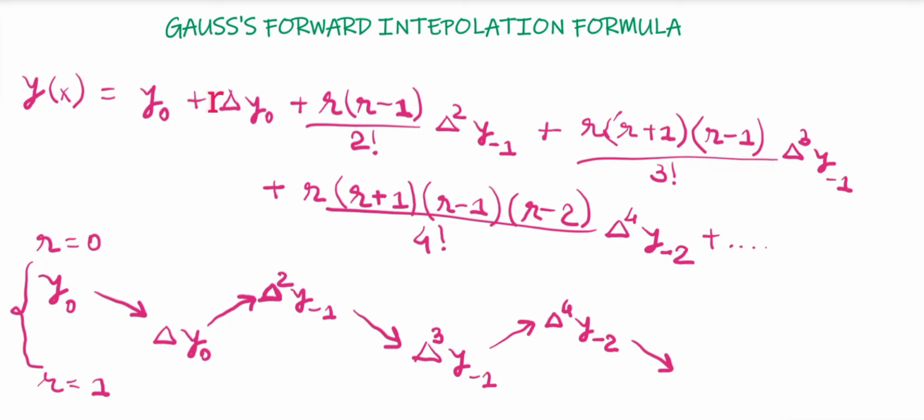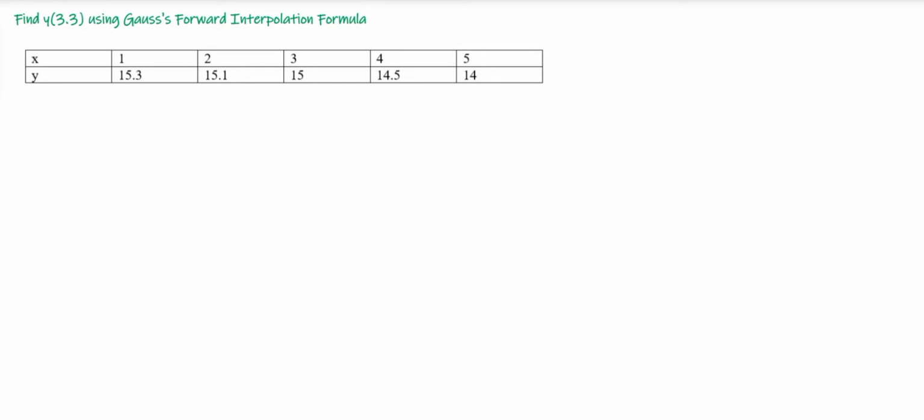Now let's see this with the help of an example. Find y of 3.3 using the Gauss forward interpolation formula. The table is like this. X values are from 1 to 5. Y values are 15.3, 15.1, 15, 14.5 and 14. Now here our x value is 3.3. As our x value lies between 3 and 4, our x naught value will be equal to 3.